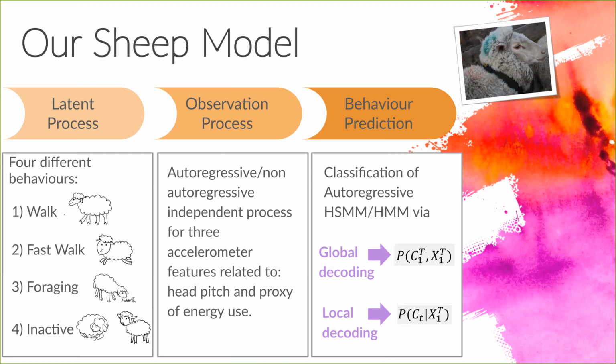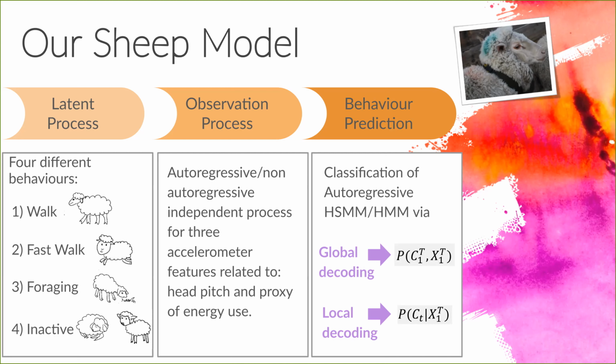So we have 4 different models: an HMM with an observation process that is an autoregressive process for the 3 features. Then an HMM with non-autoregressive process for the 3 features. Then the HSMM with autoregressive process for the 3 features. And finally, the HSMM with non-autoregressive process for the 3 features. In all cases, we consider that the features were independent.